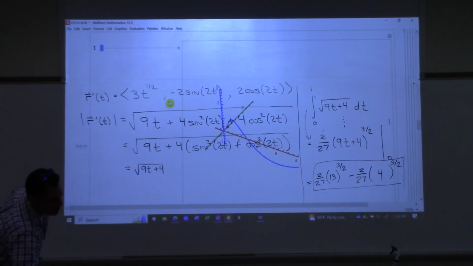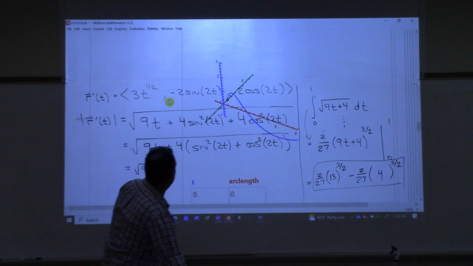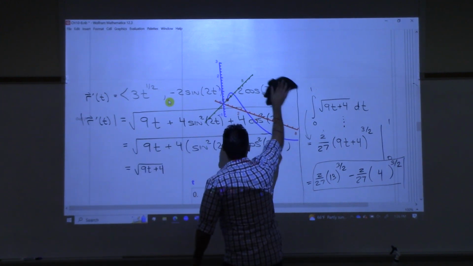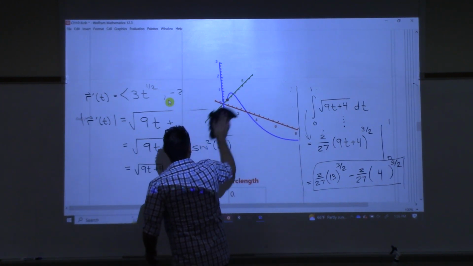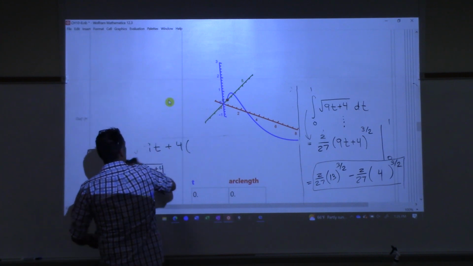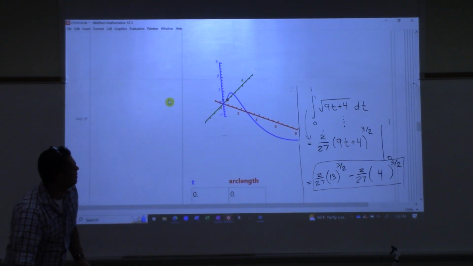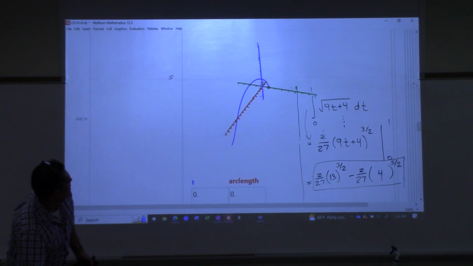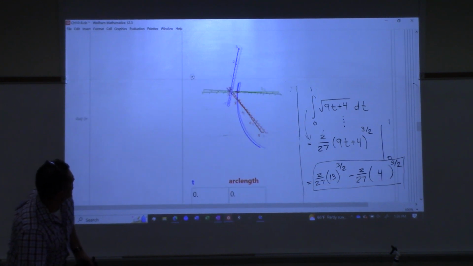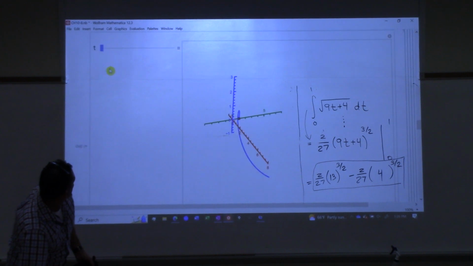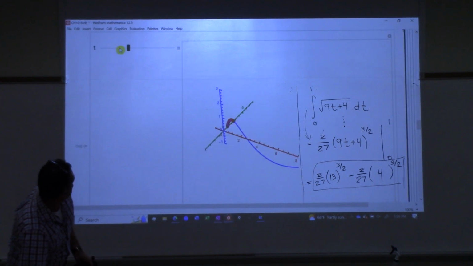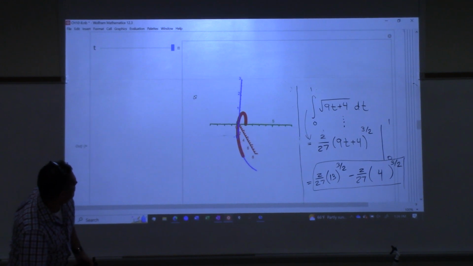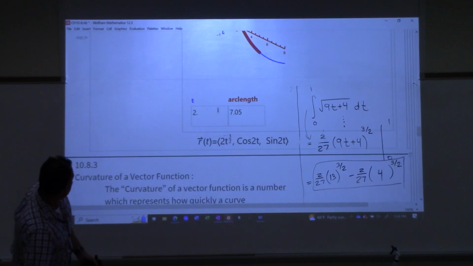All right, here's the curve just for fun. I had the computer draw the curve. That's what the curve looks like, and it's 3-dimensional. What we did is find the length of this curve. We measured from t being 0 to 1, and we measured that right there. Okay, moving on.